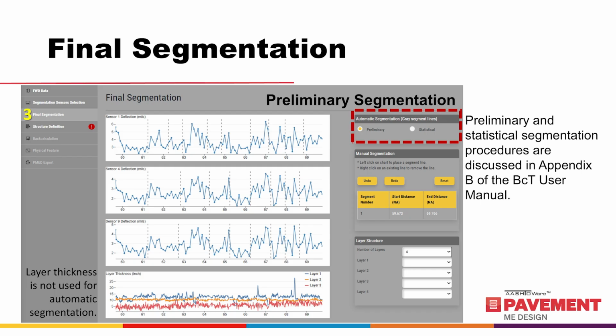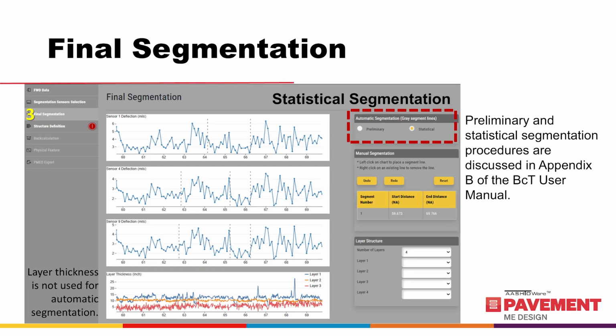When the user clicks on a preliminary button, the locations where the responses change in terms of the area deflection method will appear for each segmentation sensor as vertical dashed gray lines shown on the screen. Next, when the user clicks on the statistical button, the locations where the responses are statistically different along the project will appear for each segmentation sensor as vertical dashed gray lines. The user can toggle between the preliminary and statistical segmentation to graphically compare the two, but will need to make a decision on defining the limits for each segmentation.